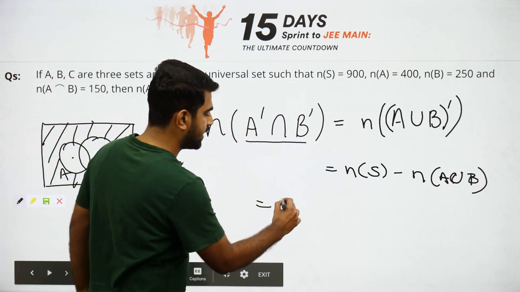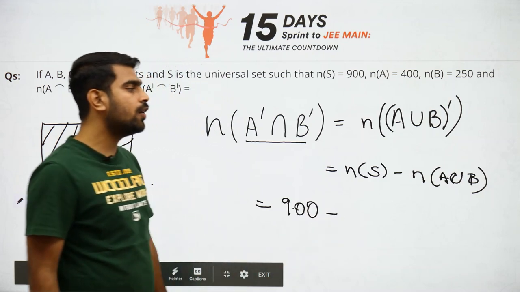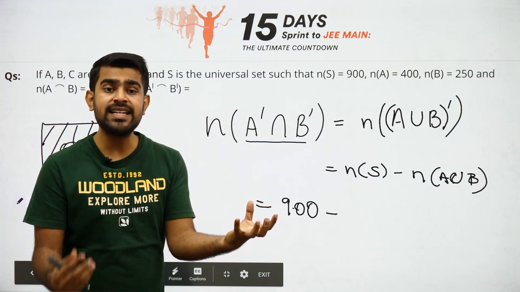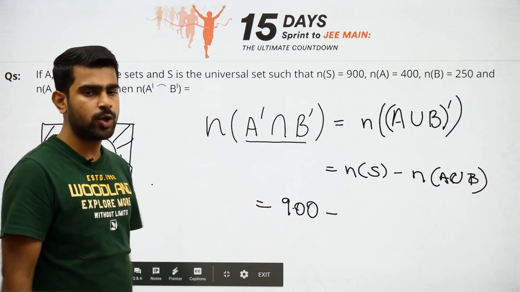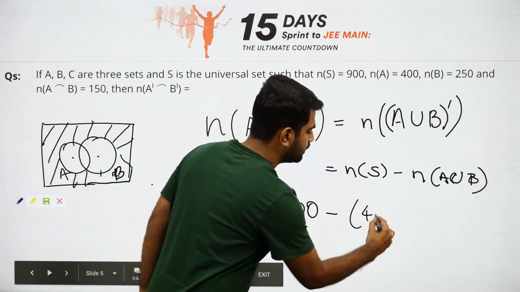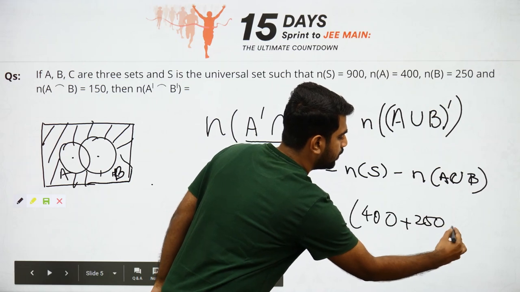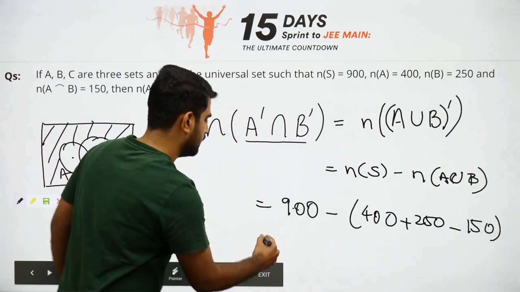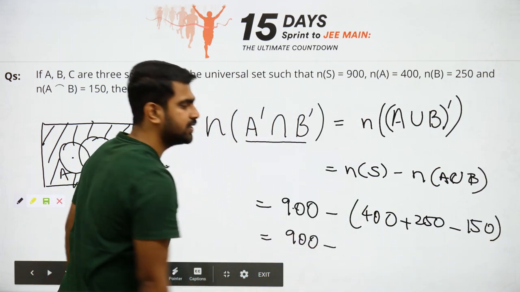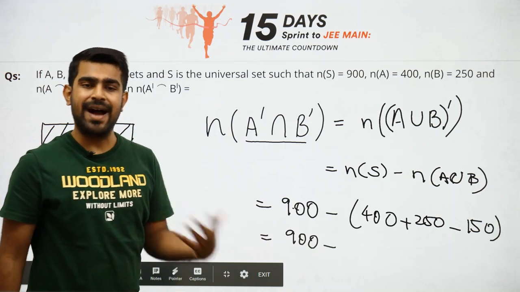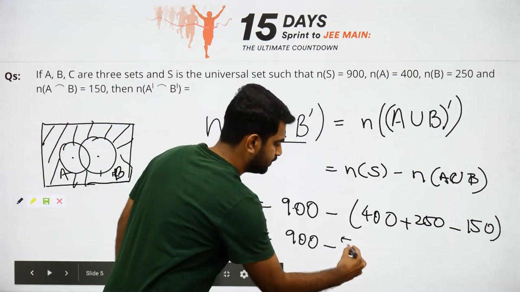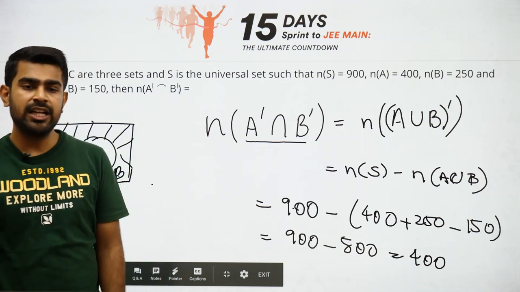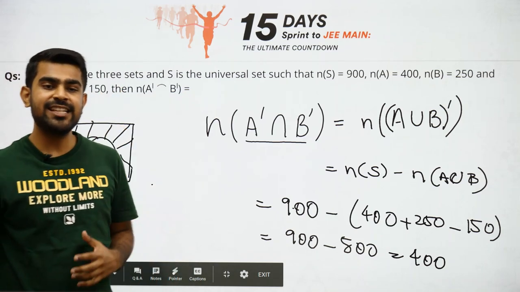So what is that going to be? That is going to be 900 minus N of A union B. What is N of A union B? N of A plus N of B minus N of A intersection B. Is that okay? So it is going to be 400 plus 250 minus, what is A intersection B? It is 150. So 400 plus 250 minus 150 is going to be 500. Okay, so what is the answer? 900 minus 500 leaves me with 400, and that is the answer for this question.